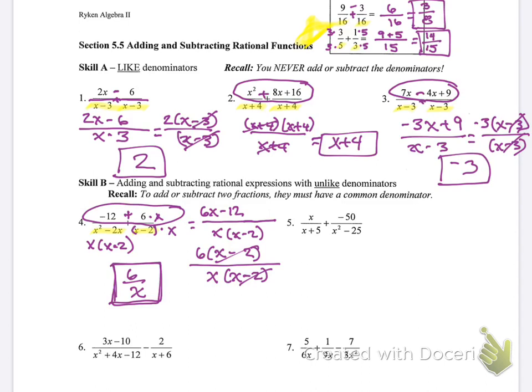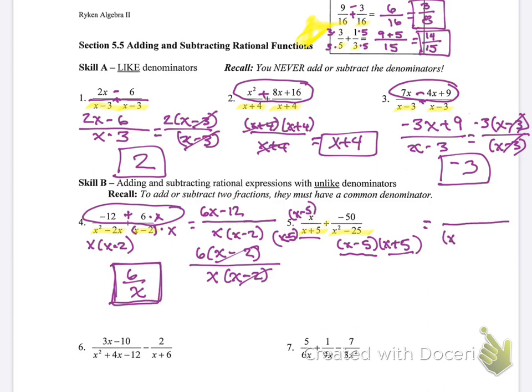All right, we are on to another adding problem, so I have to check that my denominators are the same. They are not. The first one has an x plus 5. The second one needs to be factored. This would factor to x minus 5, x plus 5, right? So notice, they both have an x plus 5, but the first fraction does not have the x minus 5. So I need to multiply by x minus 5 on top and on bottom.